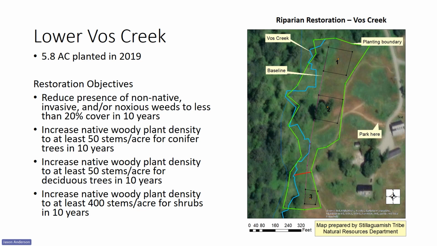So in the map, you can see the planting boundary outlined in light green. The blue line represents the alignment of Vos Creek. The baseline and sample plots 1, 2, and 3 are labeled, and the orange dots inside of the plots indicate photo points. At the outset of the project, we established restoration objectives for reducing non-native invasive weed aerial coverage, as well as increasing native plant density and diversity. The non-native invasive plants at this property included non-native blackberry, we had Himalayan and evergreen blackberry, reed canary grass, and creeping thistle.